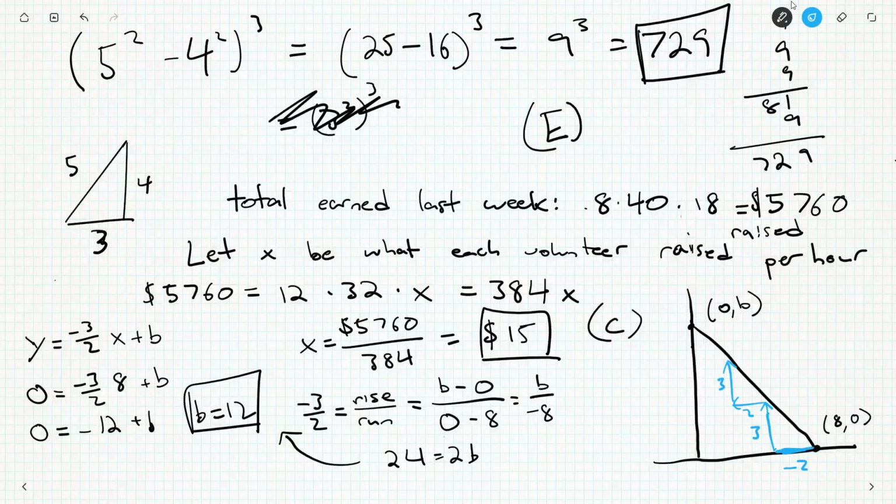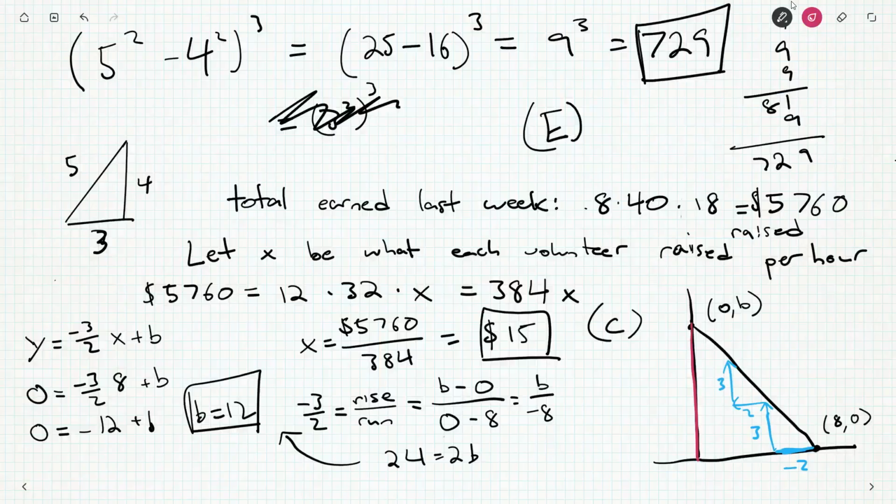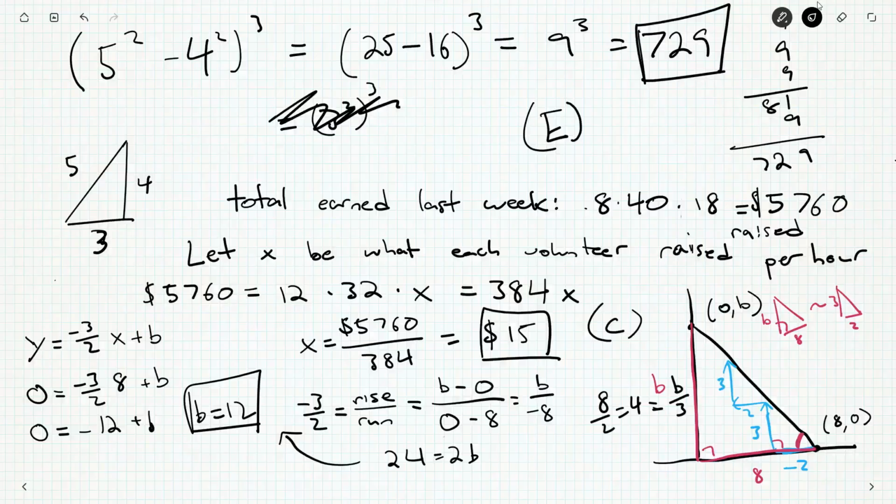So if we know this, we've got a small little blue triangle in the ratios of 3 to 2, and we have a big red triangle, but these are similar. They both have right angles here, and they both have a common angle here. So what's the height of this one? b. What's the base of this one? 8. So b as the height and 8 as the base is similar to 3 as the height and 2 as the base. From there we can set up: 8 over 2 is 4. But that's got to be the same as the ratio of b over 3, and so 3 times 4, we get b is 12 again.